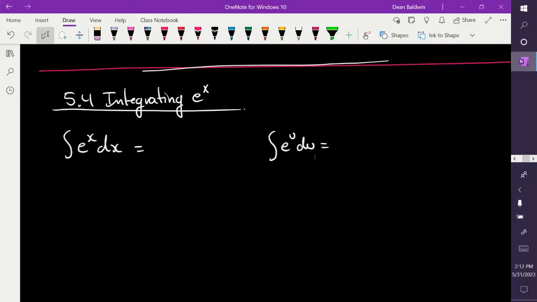So what's the derivative of e to the x? I said, what's the derivative? Oh, e to the x. E to the x. Therefore, the integral of e to the x is e to the x plus c.